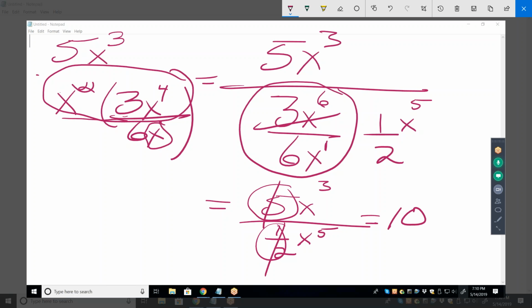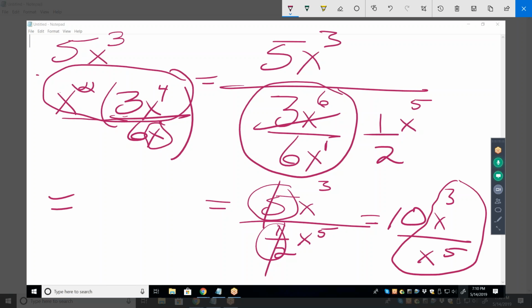That gets rid of that. Now we still have x to the third divided by x to the fifth. We've simplified our number, but we got to simplify our variable. What's this become? That becomes x to... just subtract the exponents. So it'd be 10 over x to the... x squared.